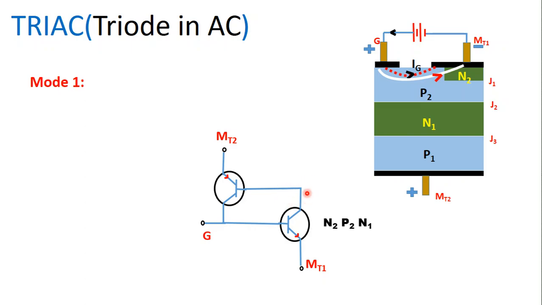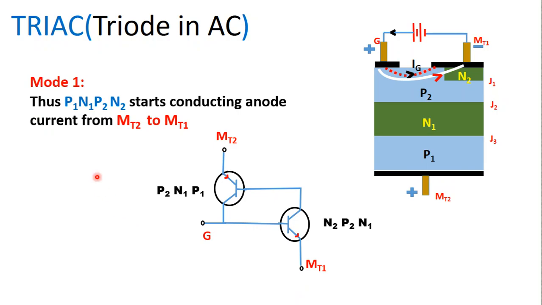this collector acts as base to this transistor, means which transistor? P2 N1 P1 transistor. So this collector current will act as base current to this P2 N1 P1 transistor, and it also gets turned on, and the current will start to flow from MT2 terminal to MT1 terminal. So our main structure P1 N1 P2 N2 will start to conduct.